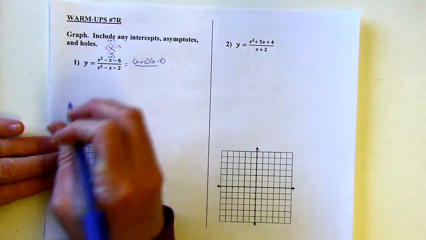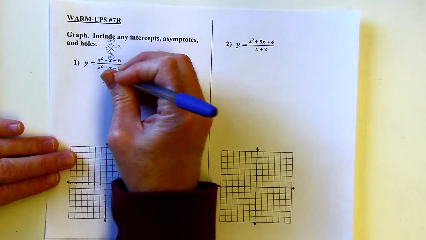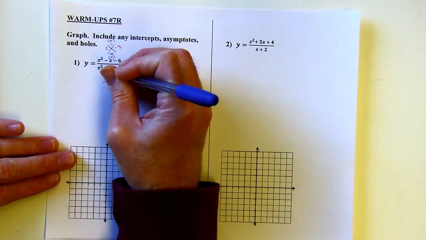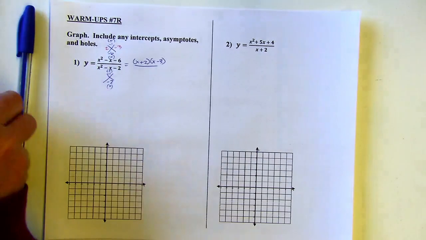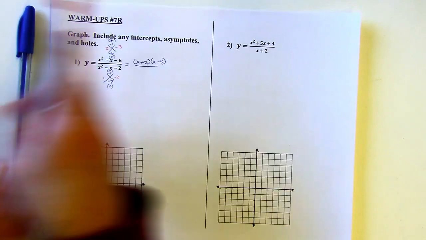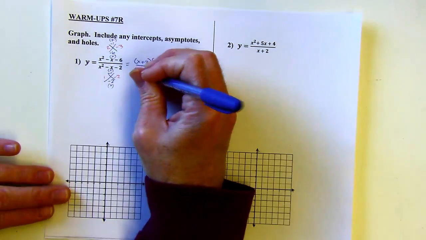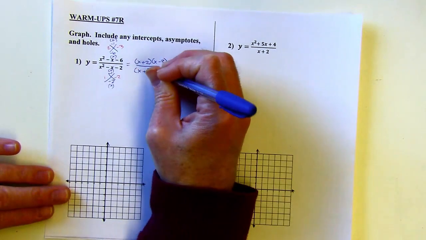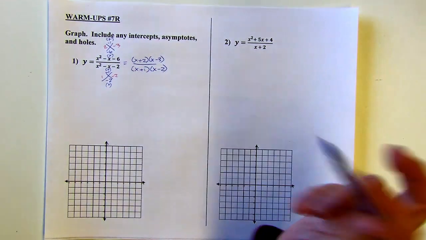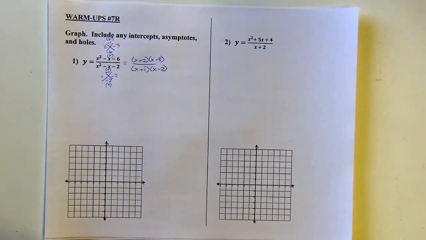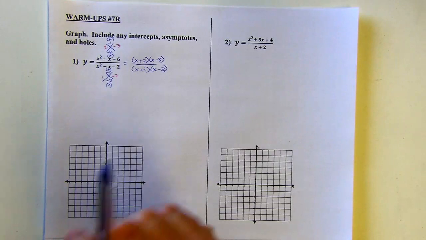Okay, in the denominator, looking for two numbers that add to -1 and multiply to -2. That would be 1 and -2. Okay, so looking at this, there's no reducing that I can do, but that's good to know. And the factored version actually comes in useful too.